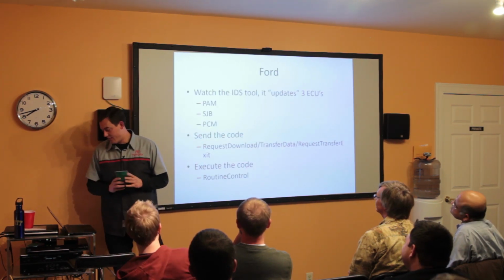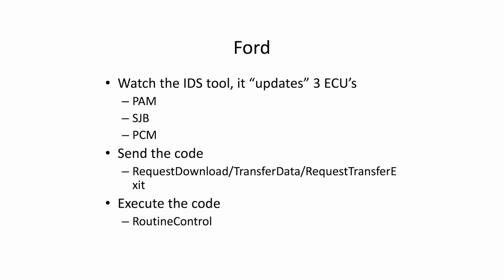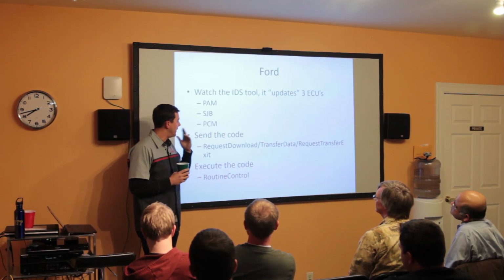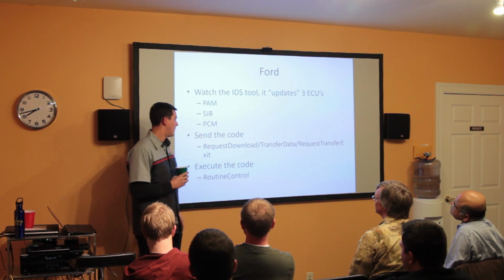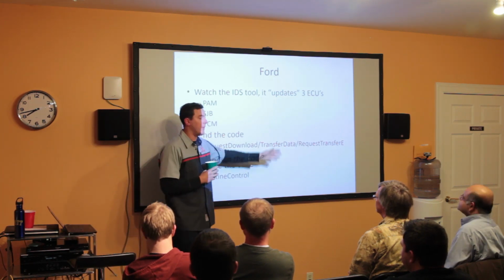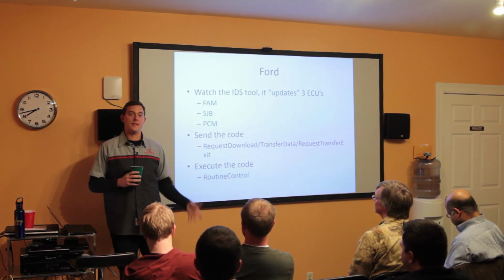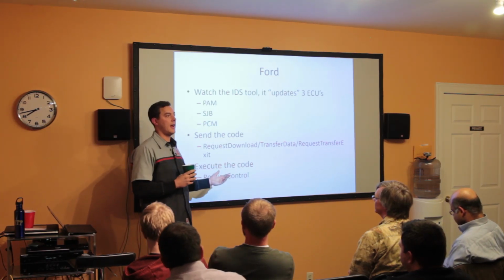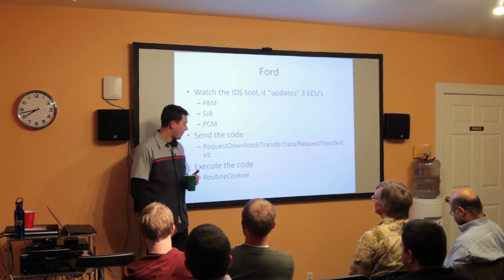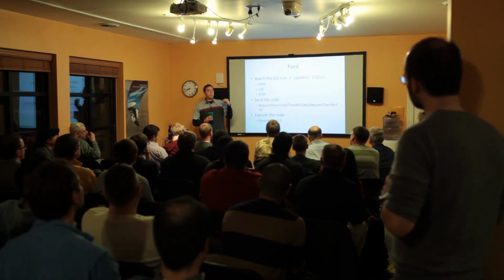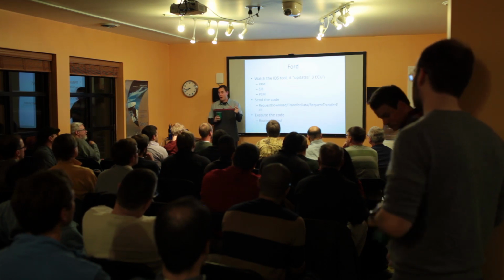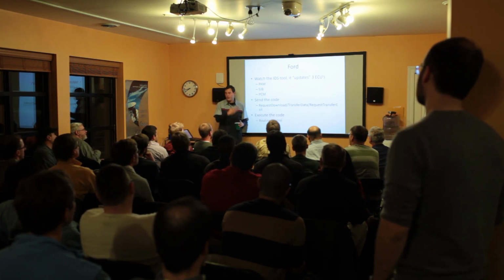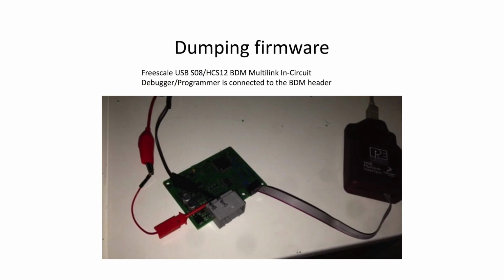Firmware. How do we get the firmware? You can watch how things like the Ford IDS tool update, right? There were 3 updates that we could download for different things. The same with Toyota. It actually did request download and transfer data and things like that after you did security access. Luckily, we figured out how to bypass the security access because we have all the keys. And then finally, you could do things like routine control. Think of this as RPC. You put code in memory and then call it and it runs. And they're designed this way. This isn't a hack.